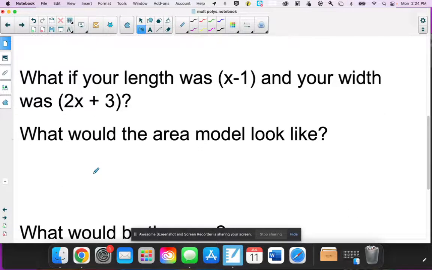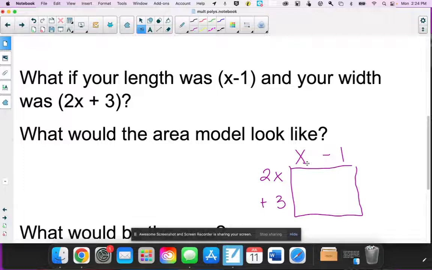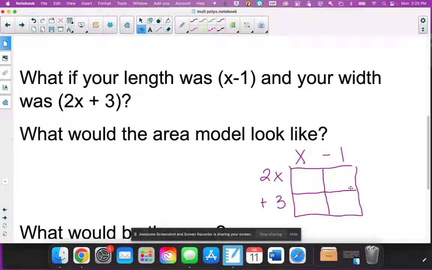Okay, so your area model, right? If x minus 1 is your length and 2x plus 3, or 2x and a positive 3, is your width, your area model is now going to look like a square, right? Because you have to cut the x minus 1 into two pieces to work with, and the 2x plus 3 into two pieces to work with it, okay? And then you're going to multiply. This piece of the width times this piece of the length, this piece of the width times the other piece of the length. So 2x times x.